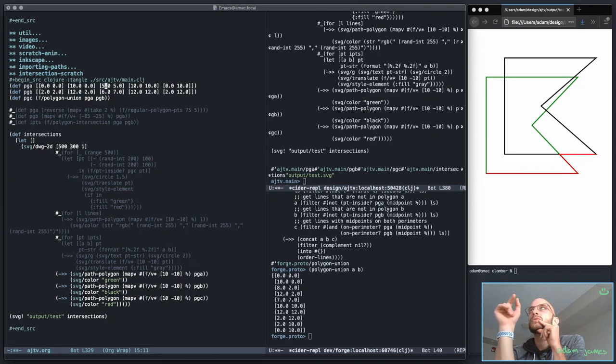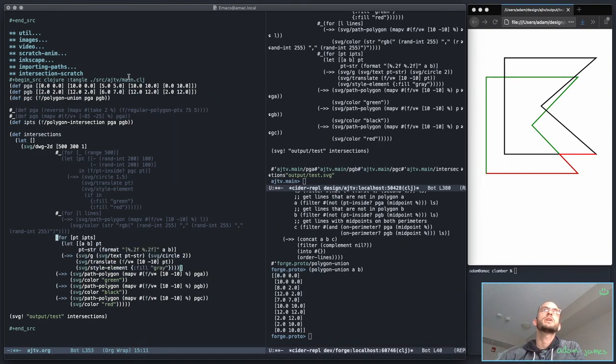So let's see, 1, 2, 3, there are 4 intersection points. Let's draw those out again. Let's add them to this. Let's add those back.